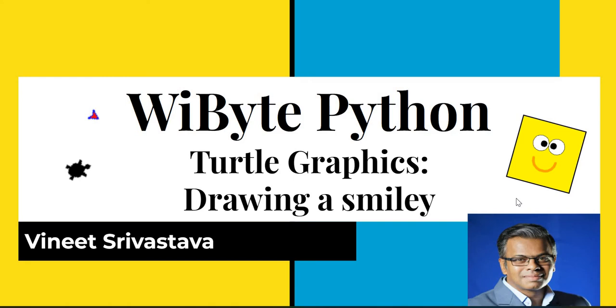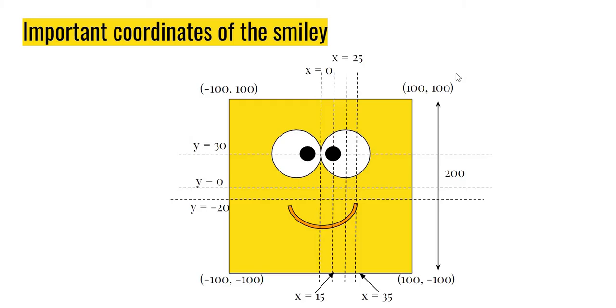We'll first look at the smiley, its x and y coordinates, analyze the drawing a little bit, and then we'll get on to writing the code. And that's, in fact, the right way of going about this, right? So let's get started. Like I said, first we'll look at the important coordinates of the smiley.